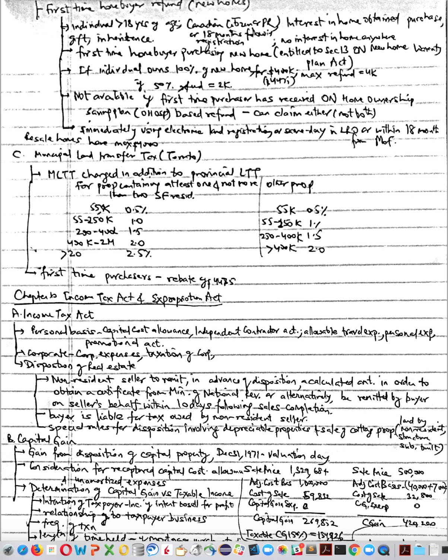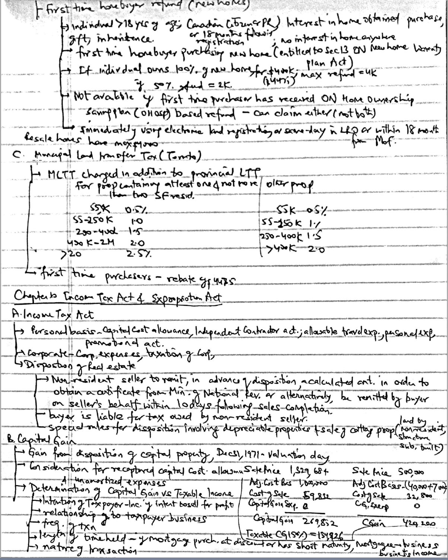So again, there are a bunch of considerations which will define whether the property is for a capital gain or not. For example, the intention of the taxpayer, the relationship to the taxpayer's business, the frequency of transactions, the length of time held, and the nature of the transaction.